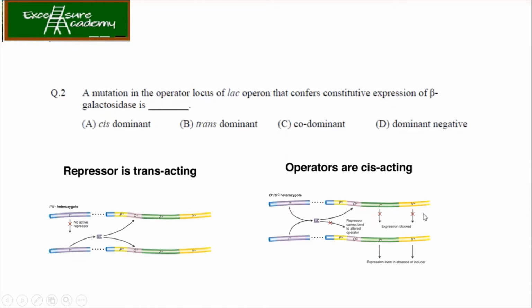So from this figure we understand that operators are actually cis acting. So here the answer is cis dominant. Now suppose they were asking for the repressor, then the answer would have been trans. If you see this figure, whether the repressor is produced from here or here, it can go and bind to both operators. So the repressor function is trans acting. It can bind to both the sides. Okay.